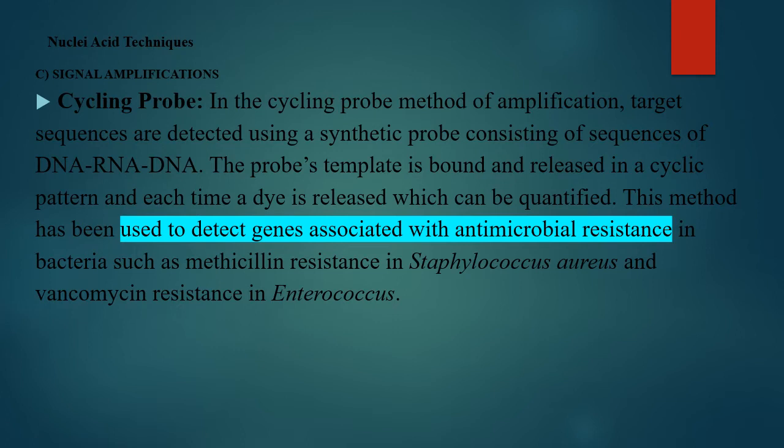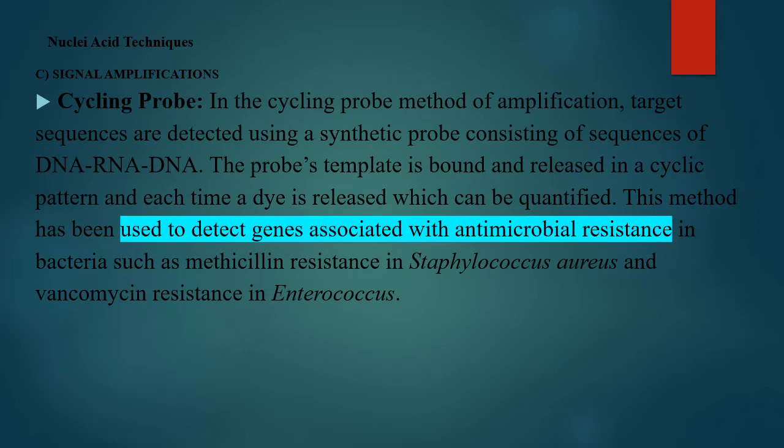Now, this method has been used to detect genes associated with antimicrobial resistance in bacteria, such as methicillin resistance in Staph aureus, and then vancomycin resistance in Enterococcus. So, in cycling probe amplification, the target sequences are detected using a DNA, RNA, DNA combo. Now the probe's template is bound and released in a cyclic pattern, and dyes are released for quantification.